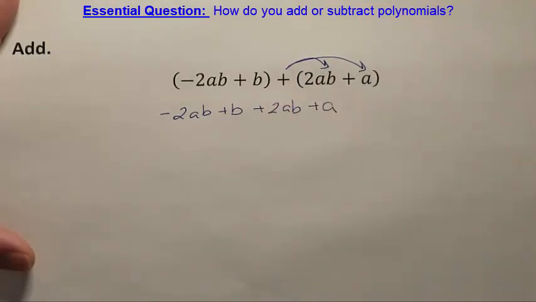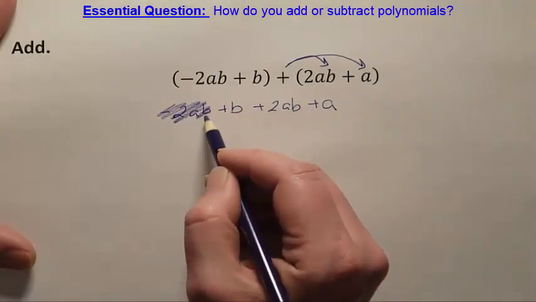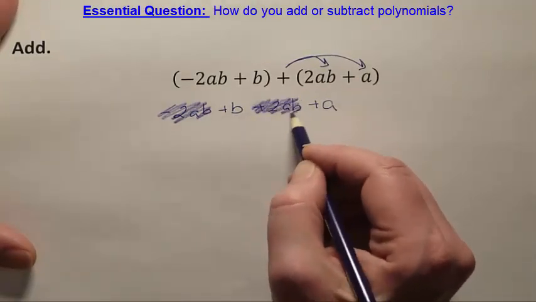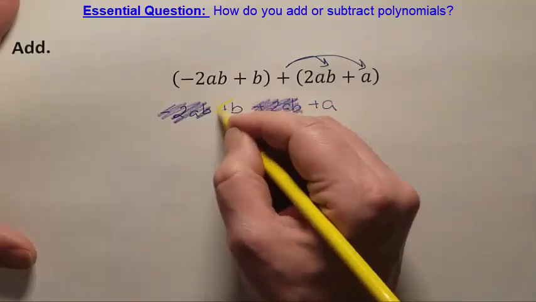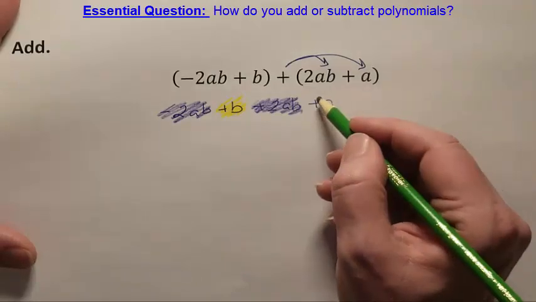So now I'm going to go through and I'm going to identify all of my terms. This is an ab term. That's not an ab term. This is a positive 2ab term. So I've identified all my ab terms. Now this is just a b term. There are no other b terms. And this is just an a term.